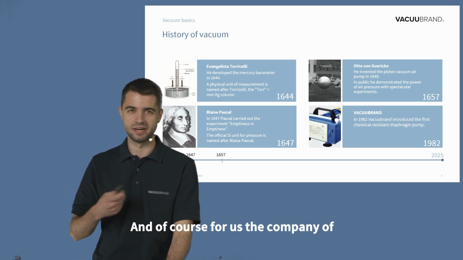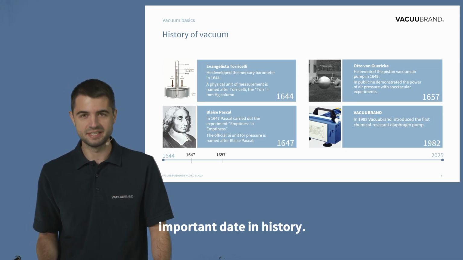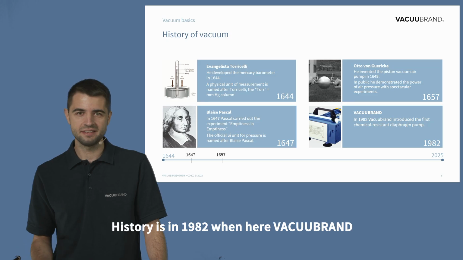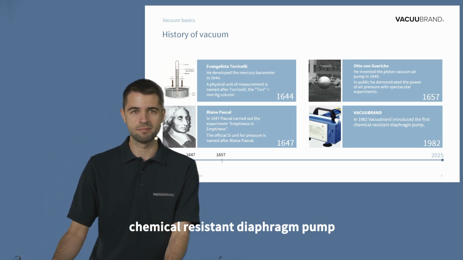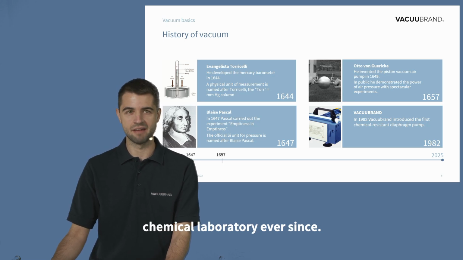And of course, for us, the company of Vacuumbrand, a very important date in history is 1982. Then Vacuumbrand introduced the first chemical-resistant diaphragm pump that revolutionized the work in the chemical laboratory ever since.